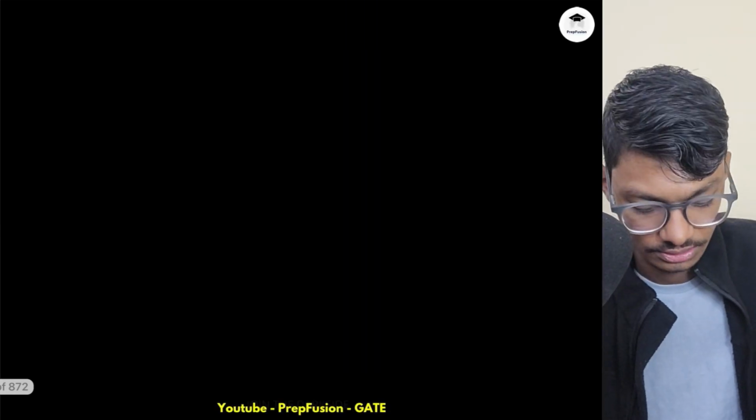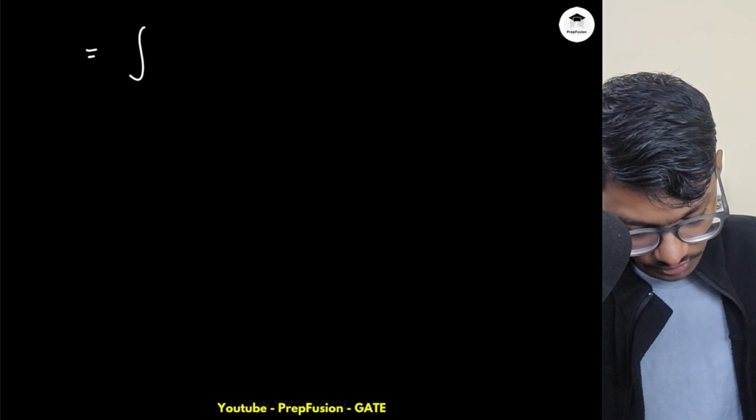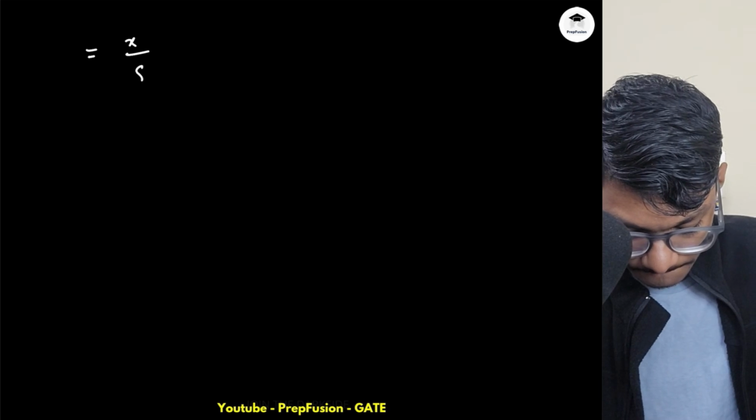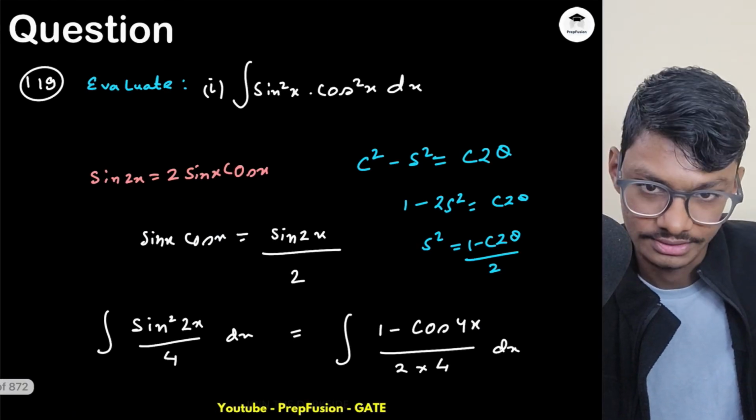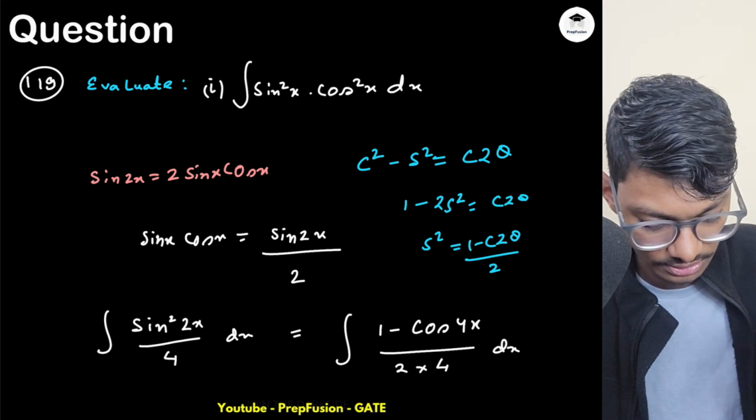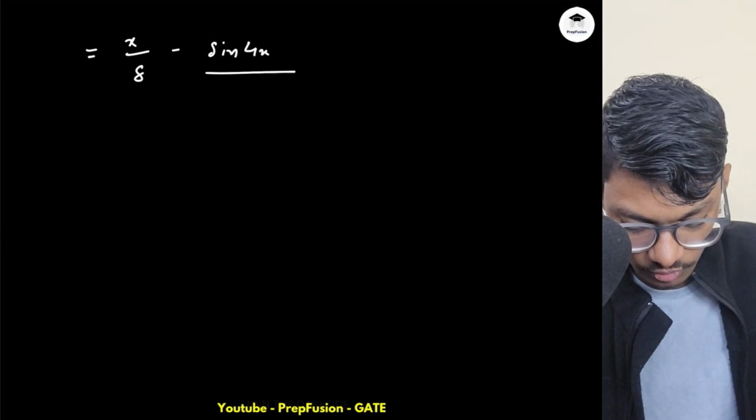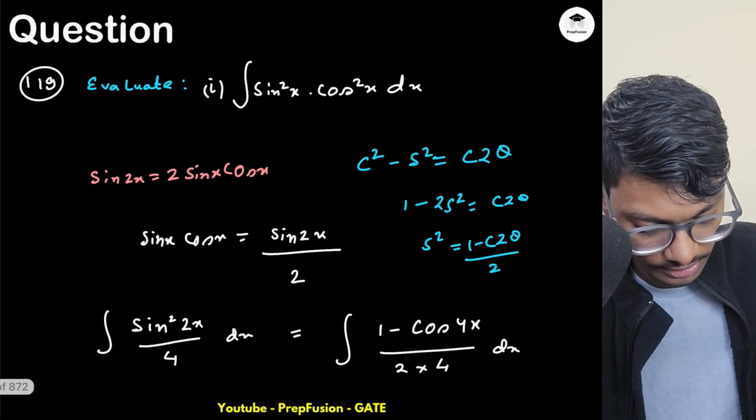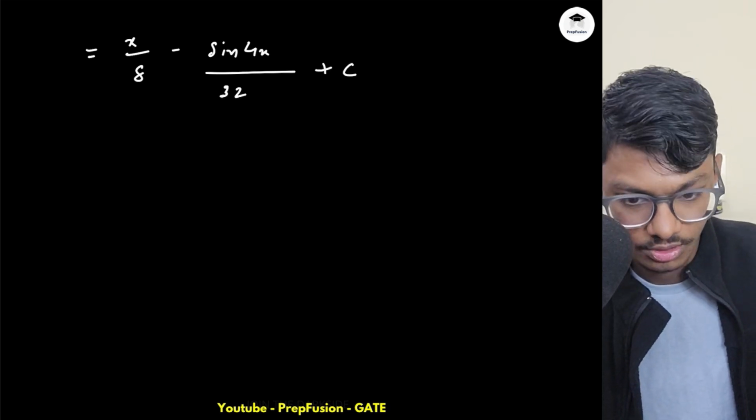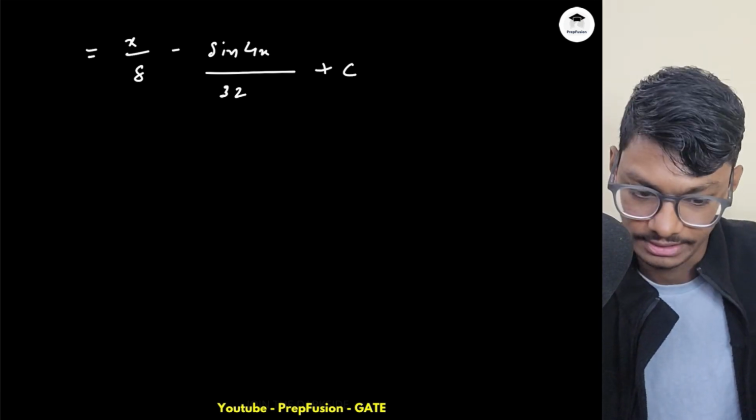This is very easy to integrate. So what will this become? This will become the integration of 1 by 8. What is the integration of 1 by 8? Simply x by 8. And the integration of cos 4x will be sin 4x by 4, and since the minus sign is there, it will be minus sin 4x divided by 4 also. So 8 into 4 is 32, plus obviously you can't forget the constant of integration, you have to remember that. So this will be my answer to this question.